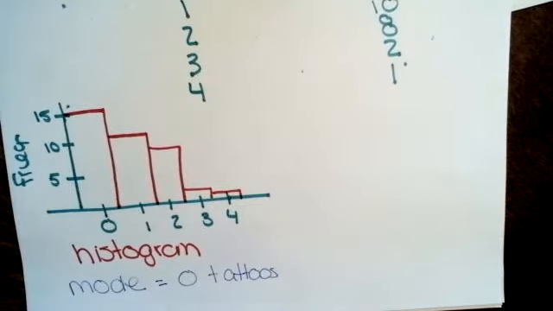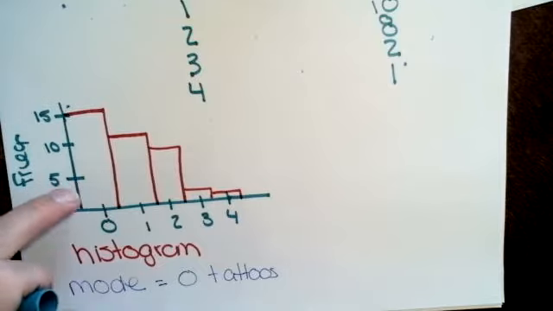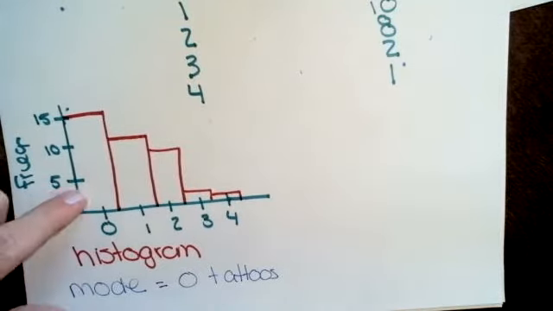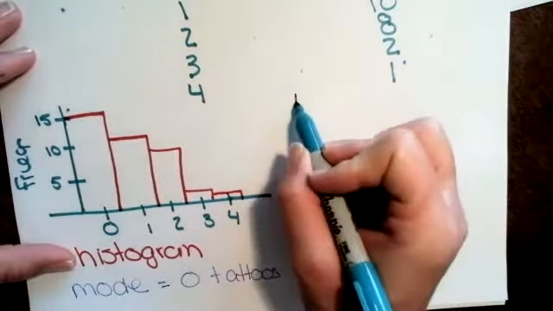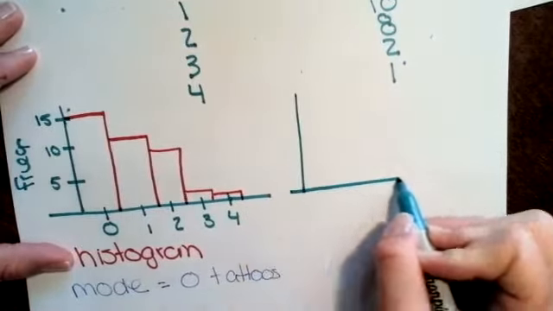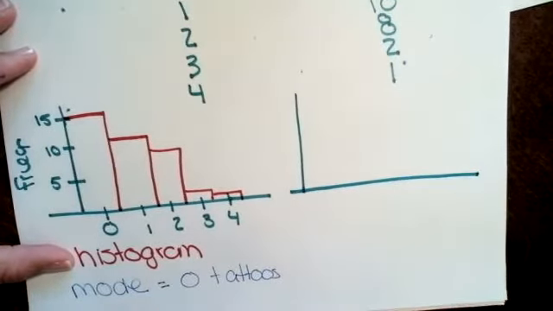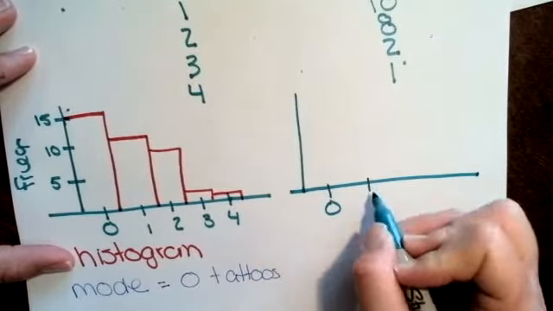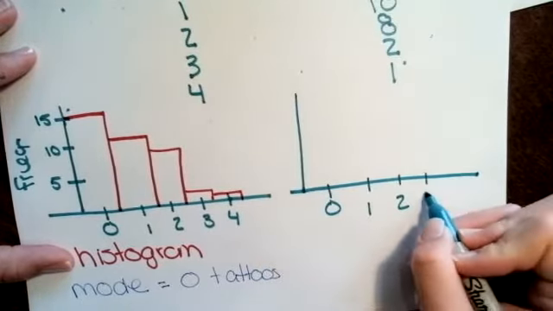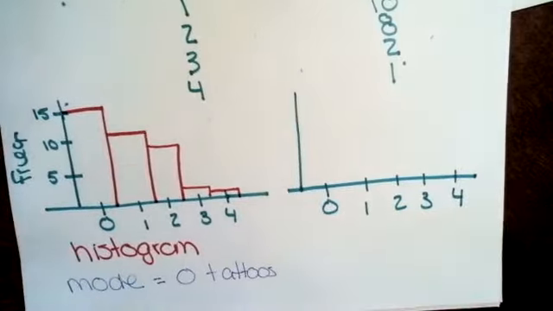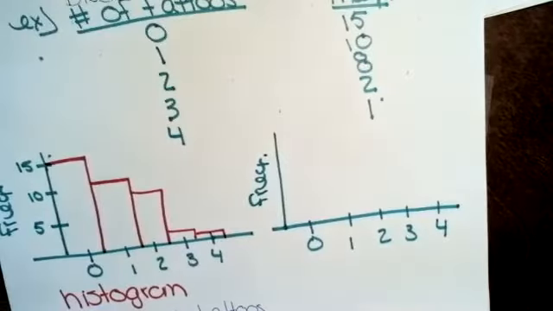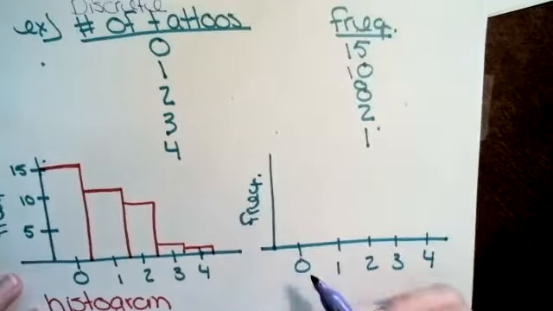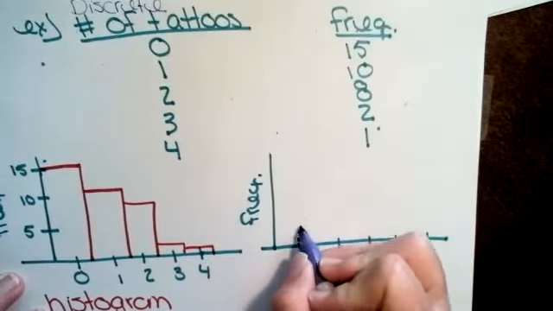So let's look at the dot plot. The dot plot's going to look just like this. You're going to get the same information. It just, instead of bars, it's dots. So I'm going to do everything exactly the same. 0, 1, 2, 3, and 4. And I don't have to necessarily put a scale here. You can, but you don't need to. So what I'm going to show you is I'm going to put 15 dots stacked vertically above the 0.